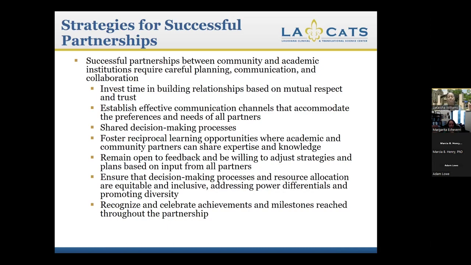And so I mentioned this before, really being able to invest this time. It's a commitment. It's not something that is overnight in regards to building those relationships. And it has to be built on trust and respect.